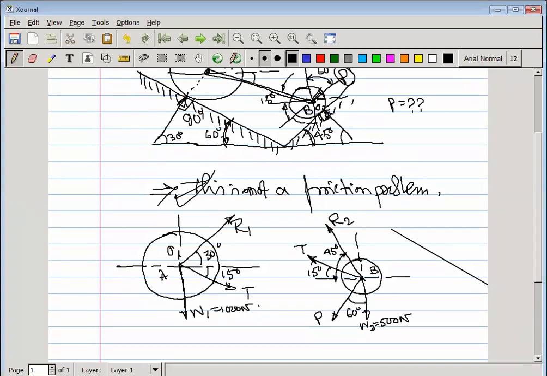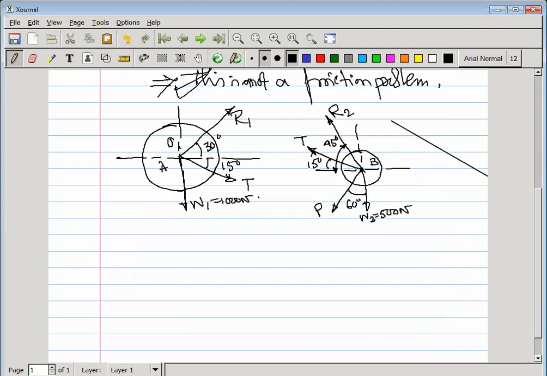So after drawing these, this is okay. Here you can see these are 3 concurrent forces, and here 4 concurrent forces. So what we have to do? For 3 concurrent forces we can apply Lami's theorem, right? And for 4 concurrent forces we have to apply equilibrium equations, right? So let's start.